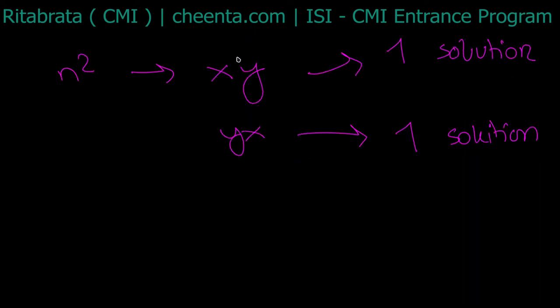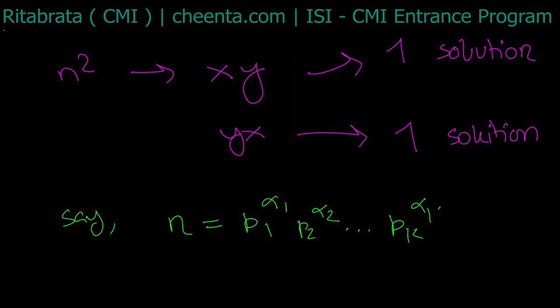So the answer should be the number of ways to factor n squared into co-prime parts. Now how can we do that? Let's do a prime factorization of it: p1 to the power alpha 1, p2 to the power alpha 2, say n has k prime factors, up to pk to the power alpha k.